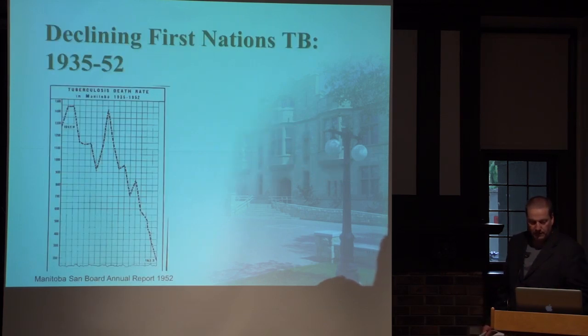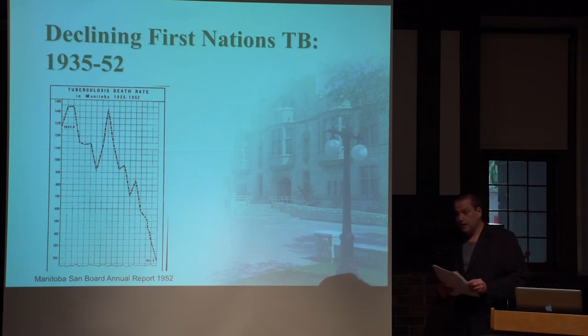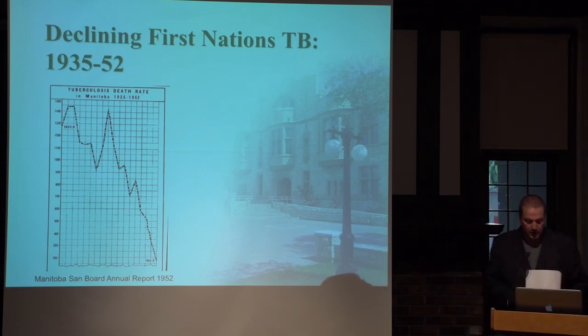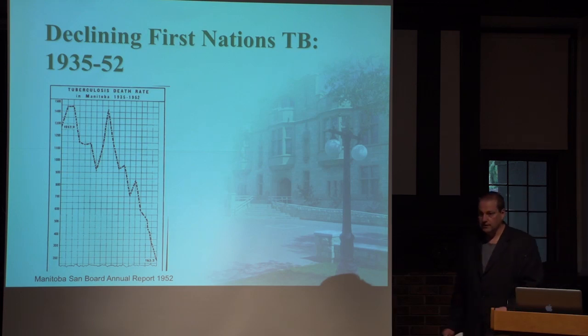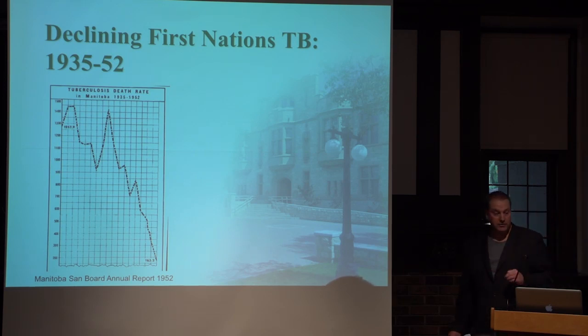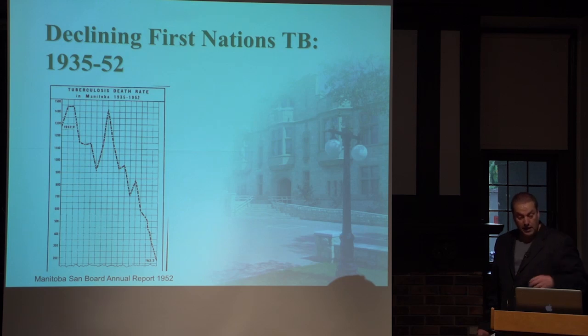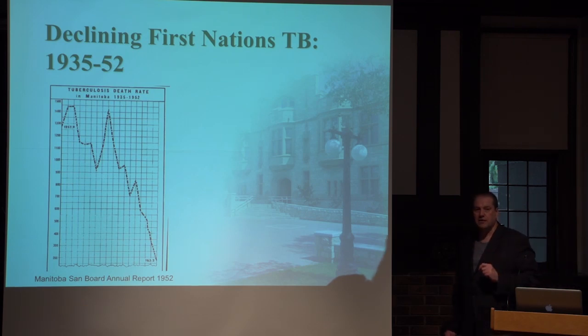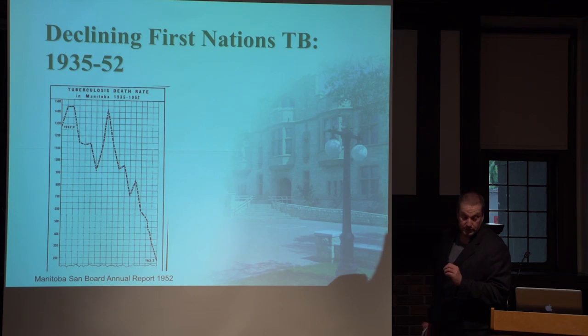Now, over time, we start to see a decline in the rates of tuberculosis. First you're going to see the decline in the white rates, which I don't have here, but I'll have the data for when I do the paper. So this is an example of declining First Nations tuberculosis between 1935 and 52. In 1935, government started to put actual money into the treatment and diagnosis of tuberculosis, and therefore you start to see improvements. And you see more improvements leading up to 1952. By the time we get to the 1960s, as we'll see, the rates were fairly low in terms of mortality. Morbidity was still a problem.